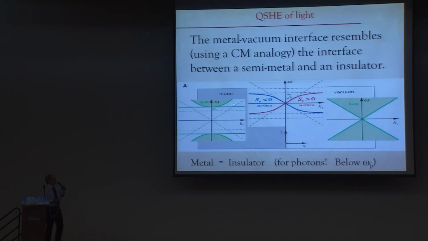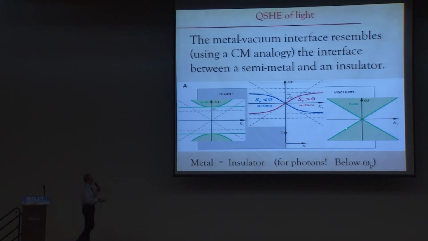The metal vacuum interface resembles, using a condensed matter analogy, the interface between a semi-metal and the insulator. But instead of having an insulator, we have a metal, because if you're a photon, the metal is your insulator below the plasma frequency. And here, instead of having a topological insulator, we have the vacuum. So the Dirac cone is coming for free, and the surface modes are the surface plasmon polaritons.